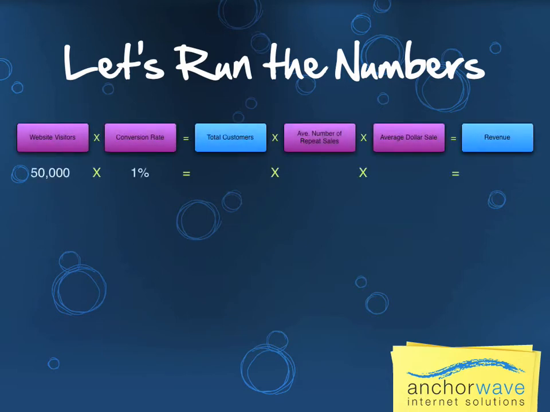So let's take a look at some numbers as an example of some different ways that we might look at this equation. Let's say, for example, your website has 50,000 visitors in a given month, and you convert 1% of those. Then each of those customers buys from you 3 times and spends $50. So your total customers is 500, and your total revenue is $75,000.